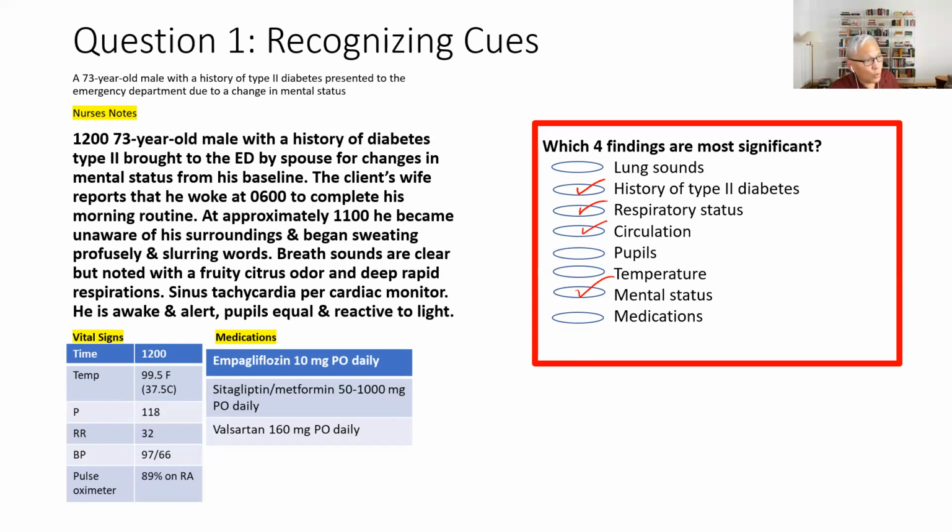The object of question number 1 is always to ask you to identify what kind of diagnosis you are framing in your mind, so you're grouping the findings together. The lung sounds are not going to be appropriate. The pupils are not going to be appropriate. The medications don't help, since you already have the history of type 2 diabetes. Do you get that now?